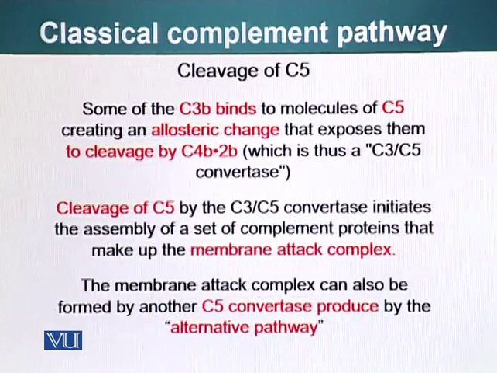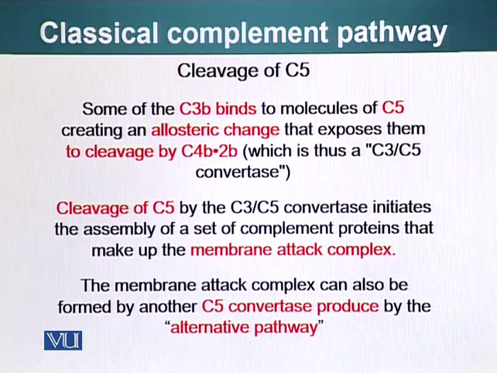Cleavage of C5. Some of the C3 binds to C5 and causes a conformational change in C5, and that changed C5 can be cleaved by C4b2b, which is present on the surface of a pathogen that we have already talked about. Previously we said it is a C3 convertase complex. Now we can also call it the C3 and C5 convertase complex.